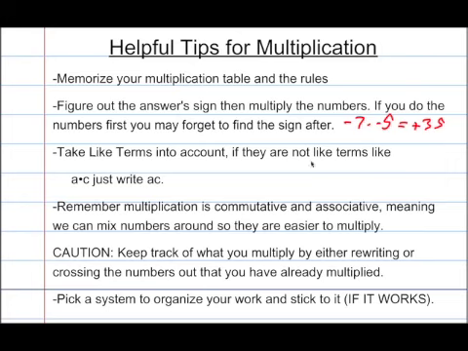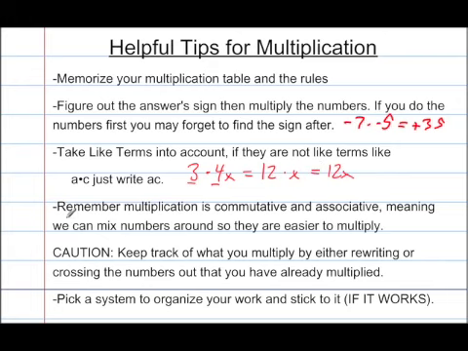So take like terms into account. If they are not like terms, like A times C, just write AC. So if I have 3 times 4x, right? So like terms are 3 and 4. This becomes just 12 times x. These two are not like terms, so just write 12x.